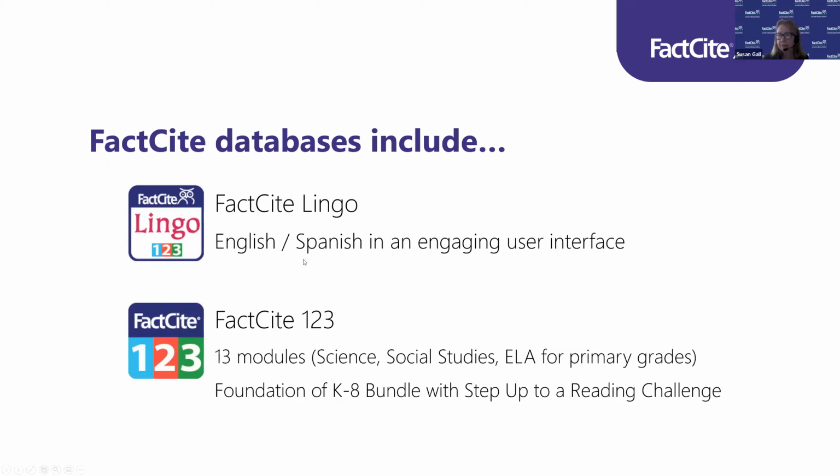FactCite Lingo exactly parallels our FactCite 123, which has 13 modules from science, social studies, and English language arts. And it's the foundation of a bundle that we call the K-8 bundle, which is for, guess what, kindergarten through 8th grade. And in FactCite 123, every entry features an icon at the end, and I'm going to show you this in a minute, that says step up to a reading challenge that links seamlessly to our database at the next reading level.